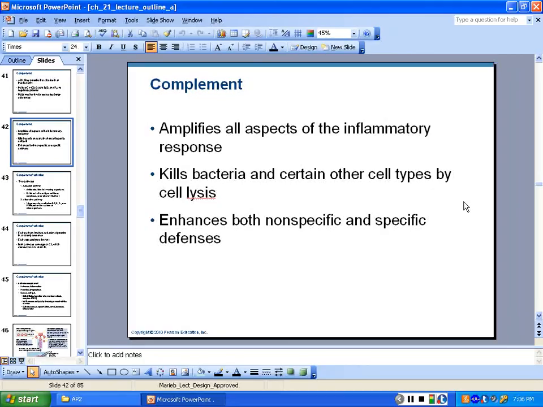And it tags whatever it happens to be attaching to, this complement. It marks that for phagocytosis. It marks an object, a microorganism, what have you, for phagocytosis.